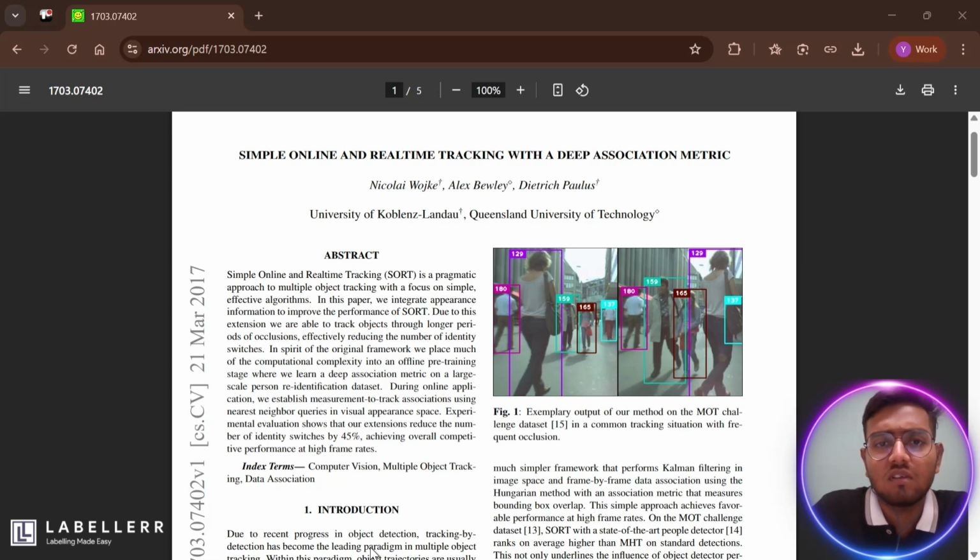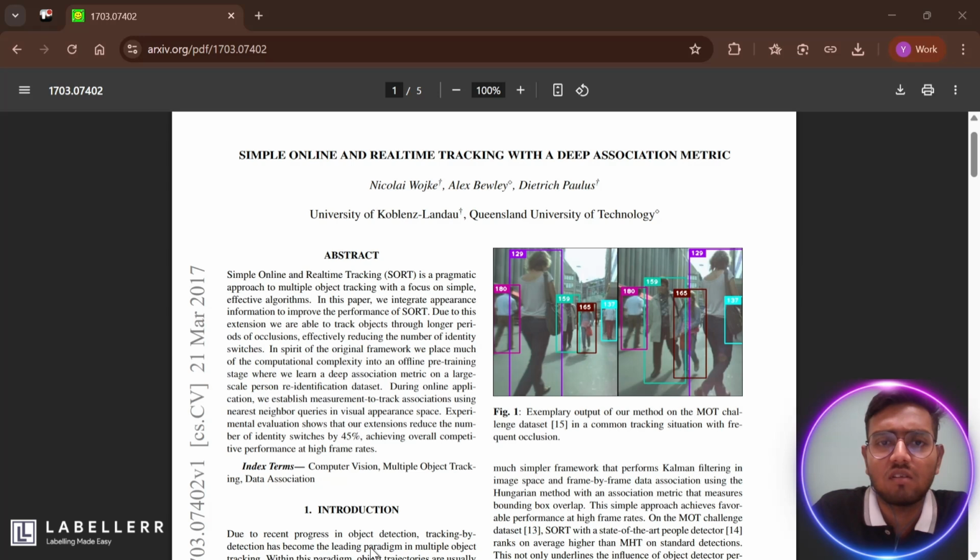Before DeepSORT, there was the original SORT algorithm introduced in 2016. SORT was actually pretty good. It was fast, simple, and worked in real time, but it had one major weakness. The biggest issue with SORT was frequent identity switches.